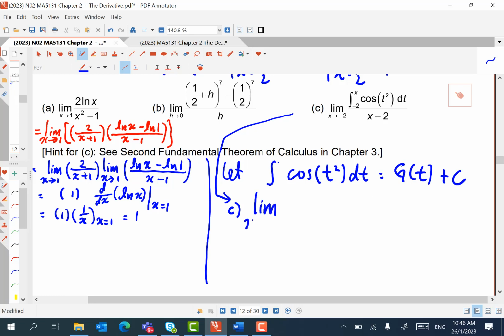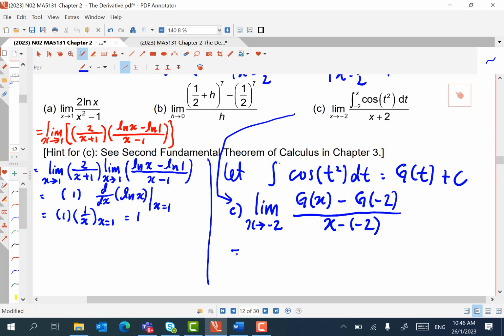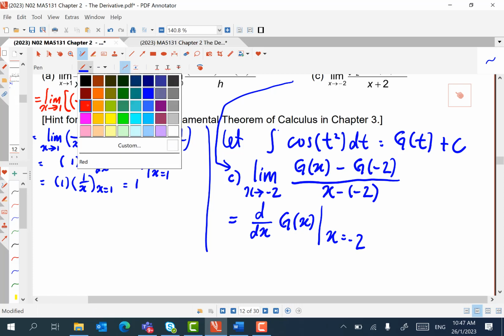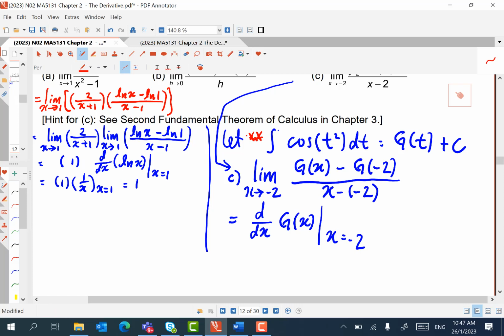The limit as x goes towards -2. If the integration of cosine t squared is G(t), then this immediately becomes G(x) minus G(-2), and then over x minus -2. Right? Then immediately you see that by the definition of differentiation, this becomes the differentiation of G(x) evaluated at x equals -2. If this is like that, then what is the differentiation of G(x)?